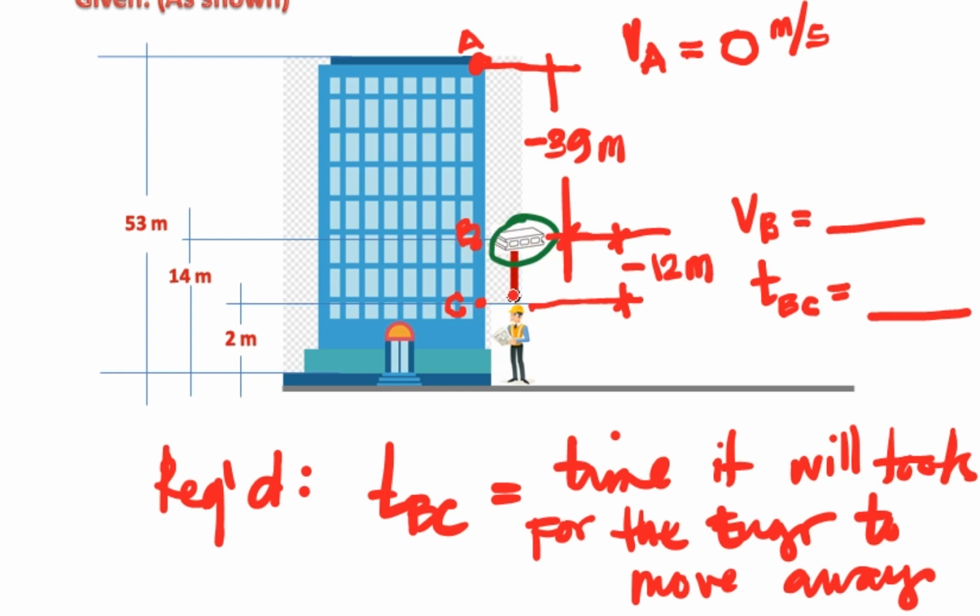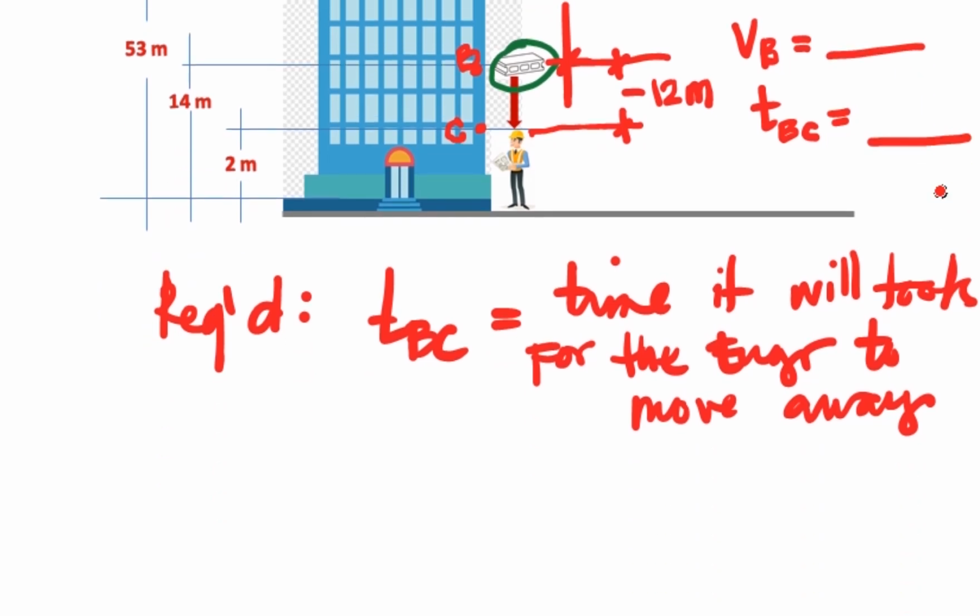So from point B to point C, the block will still have to travel a distance of 12 meters. So we need to get first the velocity at B, for us to determine the time that it will take for the cement block to still travel a distance of 12 meters. This velocity B will serve as our initial velocity from point B to point C. Now let us first solve for velocity B, or the velocity at point B.